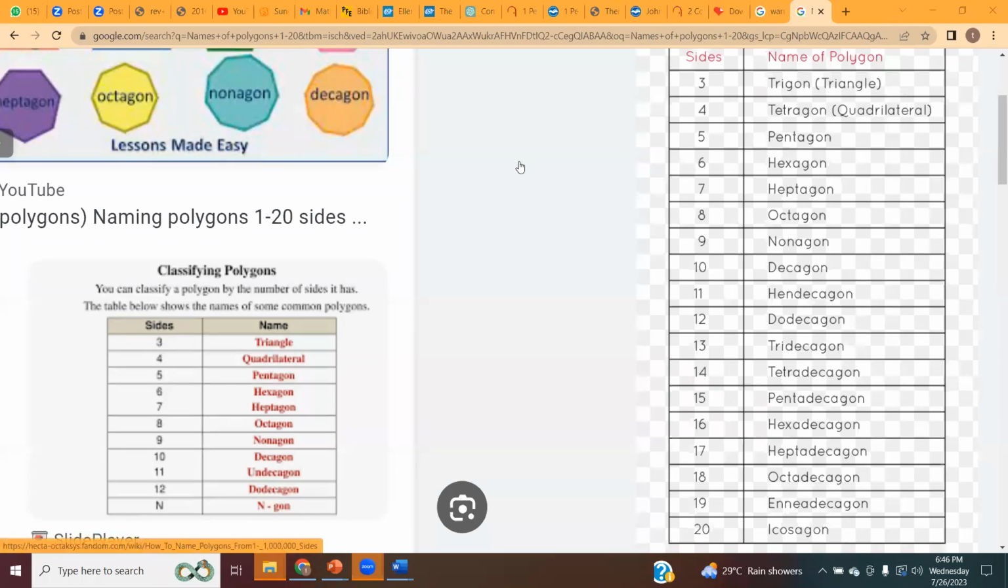Okay. Try your best. 3 trigon, triangle. 4 tetragon, quadrilateral. 5 pentagon. 6 hexagon. 7 heptagon. 8 octagon. 9 nonagon. 10 decagon. 11 hendecagon. 12 dodecagon. 13 tridecagon. 14 tetradecagon. 15 pentadecagon. 16 hexadecagon. 17 heptadecagon. 18 octadecagon. 19 enneadecagon. 20 icosagon. Very good. You tried. That was a brilliant try.